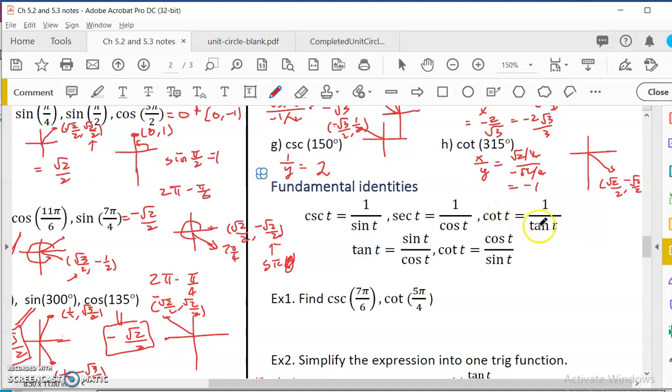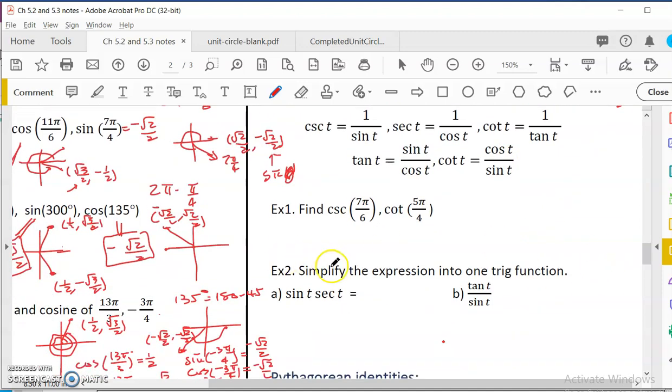Now, this only works if, of course, tangent theta is not 0, or cotangent is not infinity, right? So there's some restriction on it. And because tangent is y over x and y is sine, we can actually have a quotient identity: tangent theta is sine over cosine, sine t over cosine t. Cotangent is cosine t over sine t. In this book these are called fundamental identities. Some other books call them reciprocal identities and quotient identities. These are the identities that come directly from the way you define them.